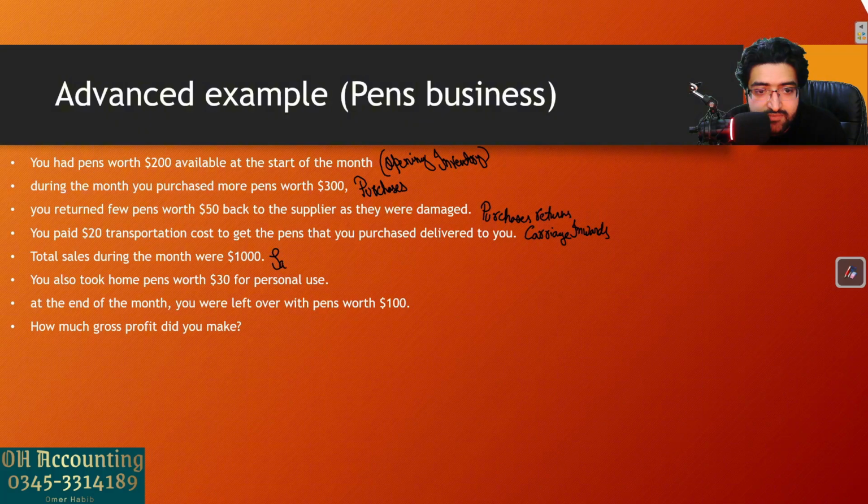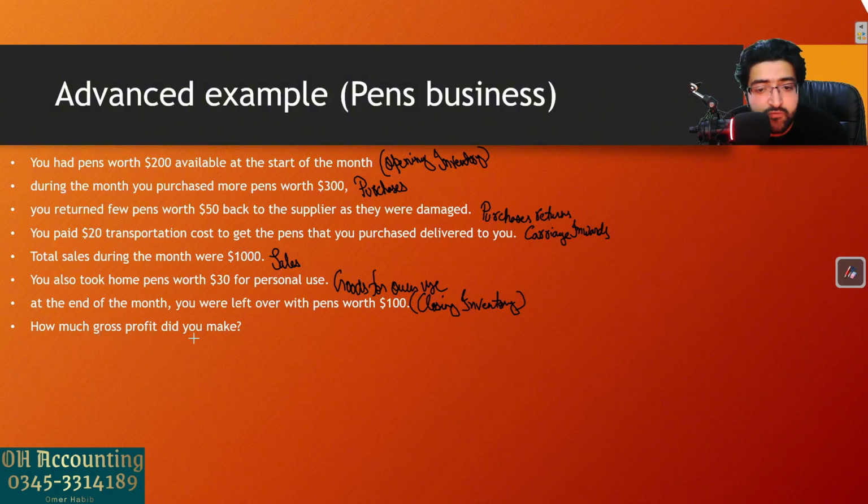Total sales during the month were $1,000. So sales are given. Okay. You took home pens worth $30 for personal use. These are goods for own use. At the end of the month, you were left over with pens worth $100. Left over. So which means we did not sell these. These are left over. So this is my closing inventory. You understand how we figure these things out? This is my closing inventory.